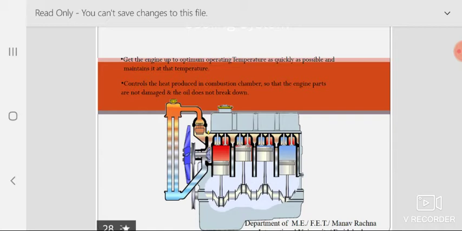So it cools the engine accordingly. It absorbs heat from the engine. Coolant absorbs heat from the engine and the engine becomes cold. Now, after the coolant absorbs heat from the engine, the coolant itself becomes hot.